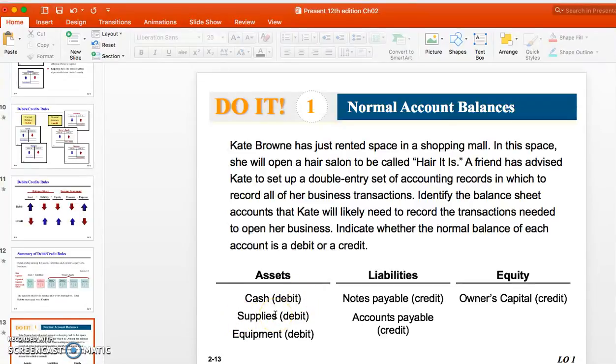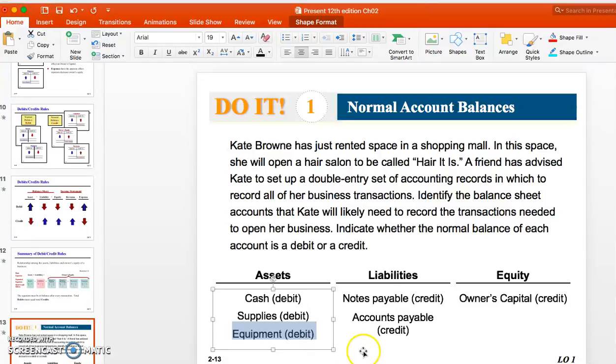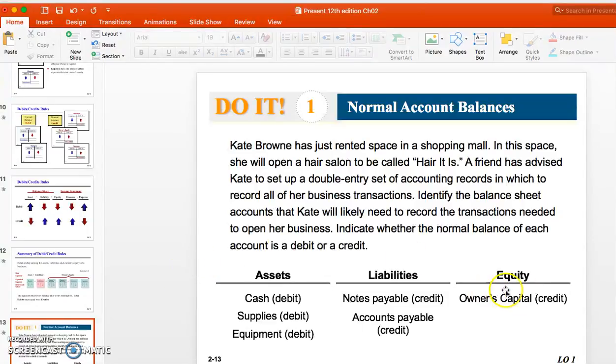Supplies: she may have shampoos, sprays, things in a closet somewhere. Those kind of supplies that maybe she even sells would be a debit to increase supplies. She may have equipment like chairs, mirrors, all those kind of things. That would be a debit to her equipment. Liabilities: she might owe somebody some money, and these would be notes payable or accounts payable. And if she invested money into her own business, she would have the capital. The capital account is an equity account, and she would credit that, which would increase her owner's capital.